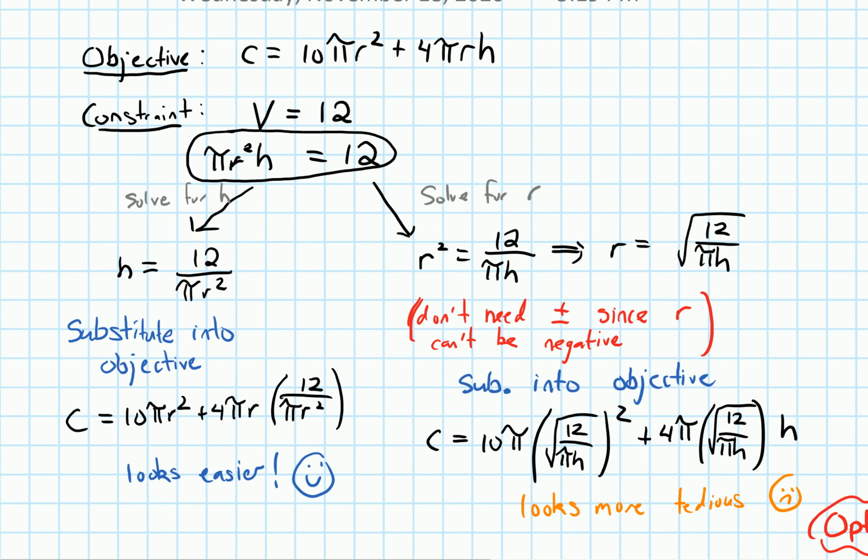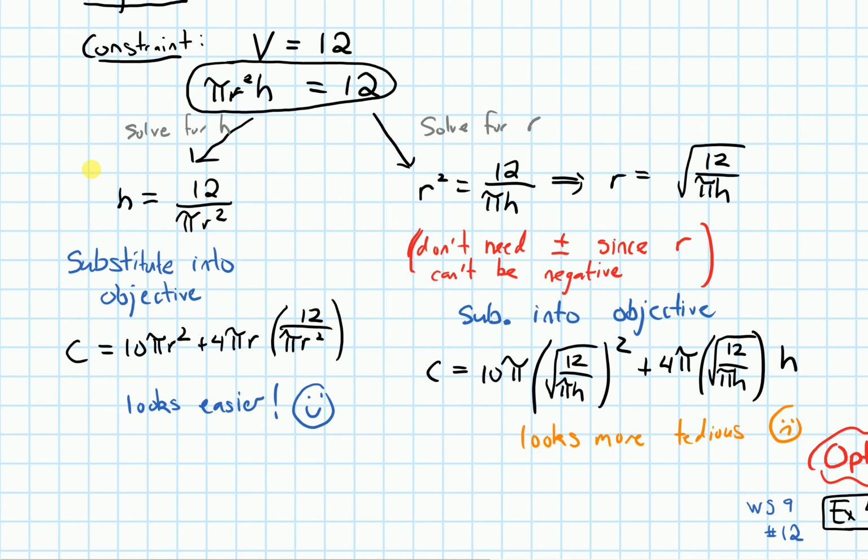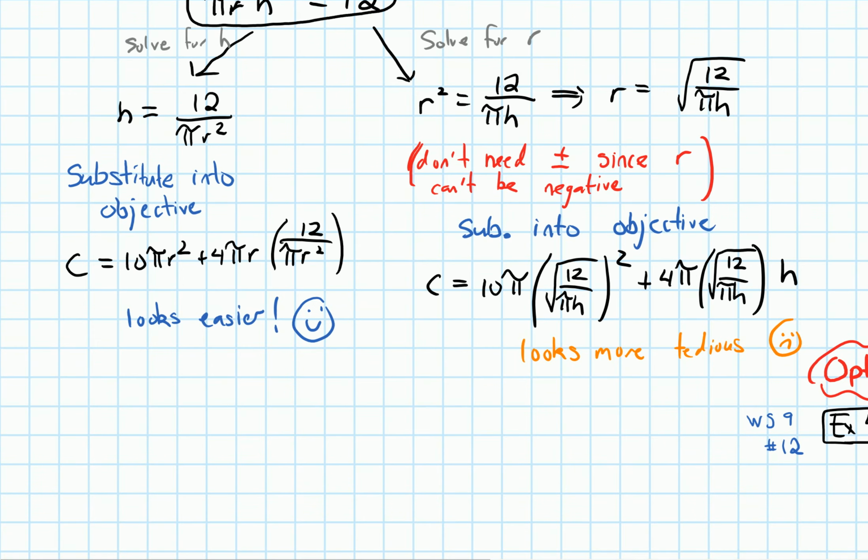So I would say those are the two tip-offs on how I could have recognized it was going to be better to solve for h without having to do both of these steps. Okay, so I'm going to continue down the easier route.